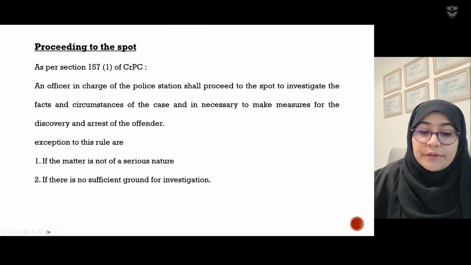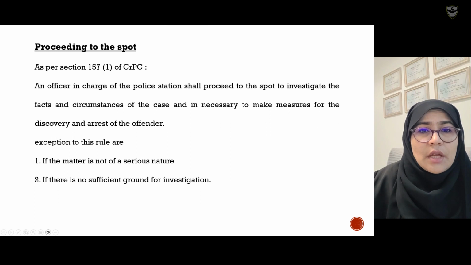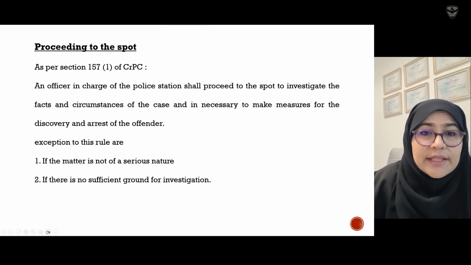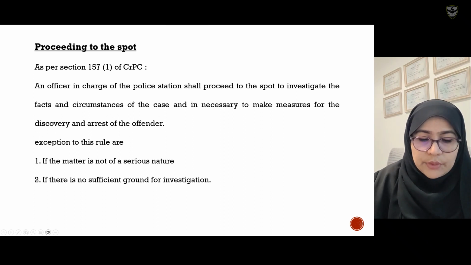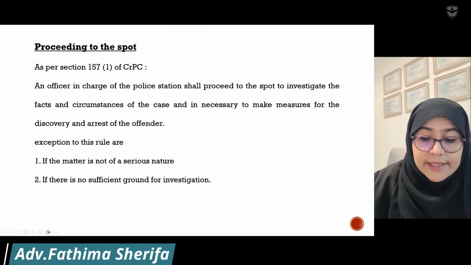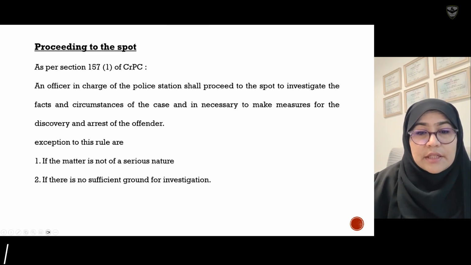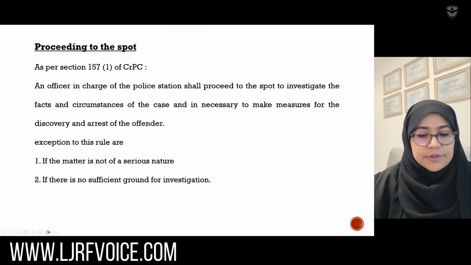Further, as per section 158 of CrPC, the report prepared by the officer in charge is submitted to the superior officer appointed by the government, who may give instructions to the officer in charge and record those instructions in the report and submit the report to the magistrate. And also under section 159 of CrPC, the magistrate has the power to direct a subordinate to conduct the investigation by himself. So the second step, proceeding to the spot, is also over.